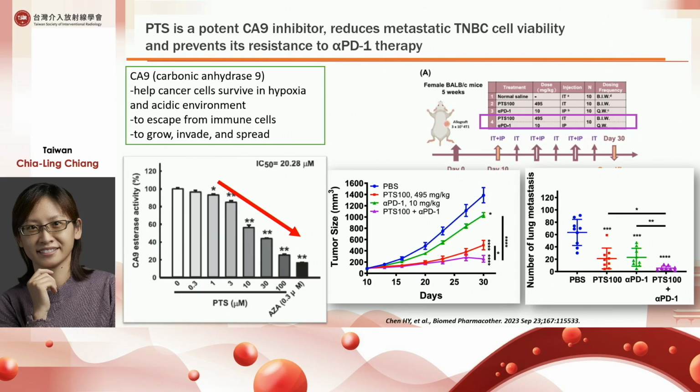In another mice study using triple-negative breast cancer cells, the group treated with both PTS 100 and anti-PD-1 therapy showed the best results, with much smaller tumor size and much less distant metastasis, the purple group.